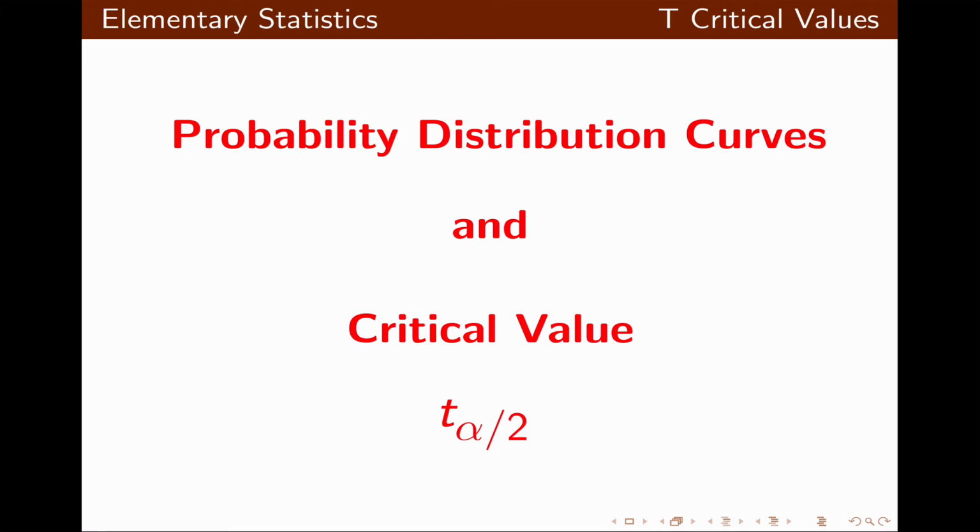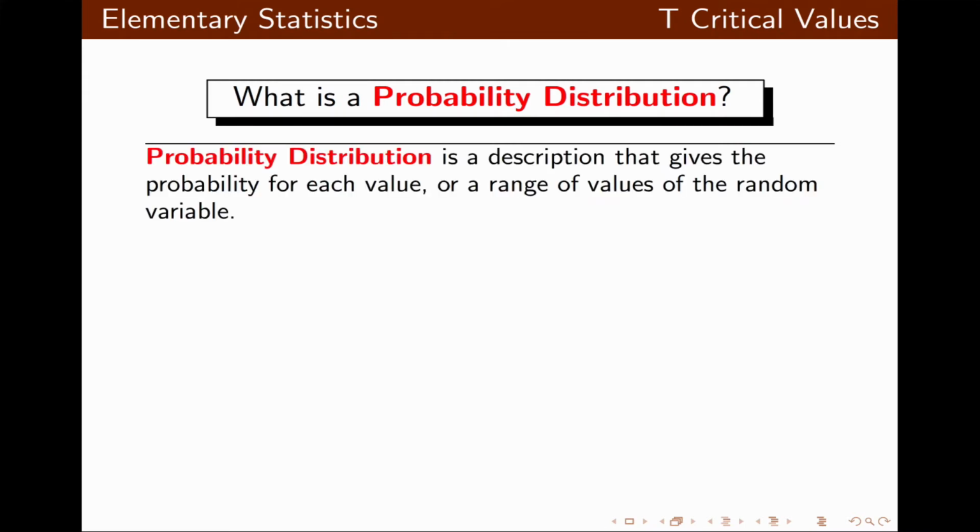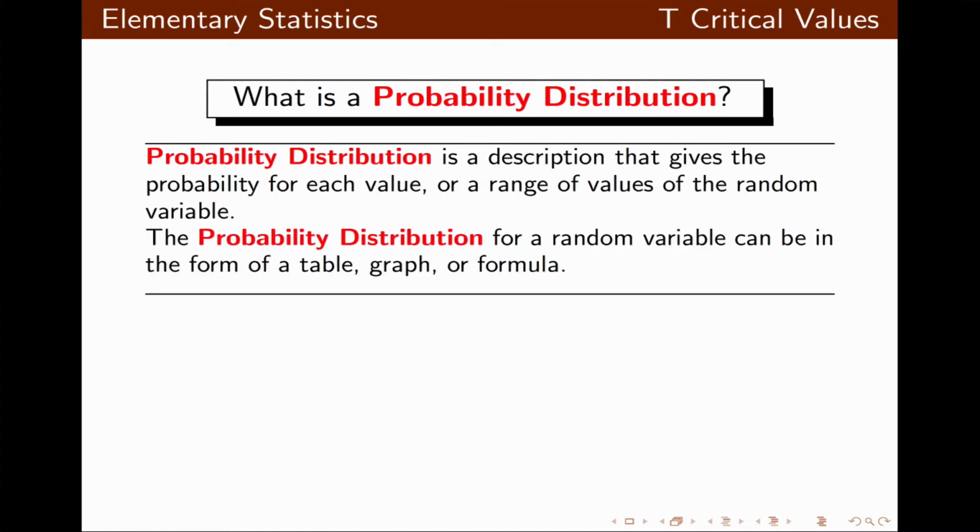In this lecture, I'm going to review probability distribution curves, and then we're going to try to find critical value t alpha over 2. So what's the probability distribution? Probability distribution is a description that gives the probability of each value or range of values of the random variable. Probability distribution for a random variable can be given to us in the form of a table, graph, or formula.